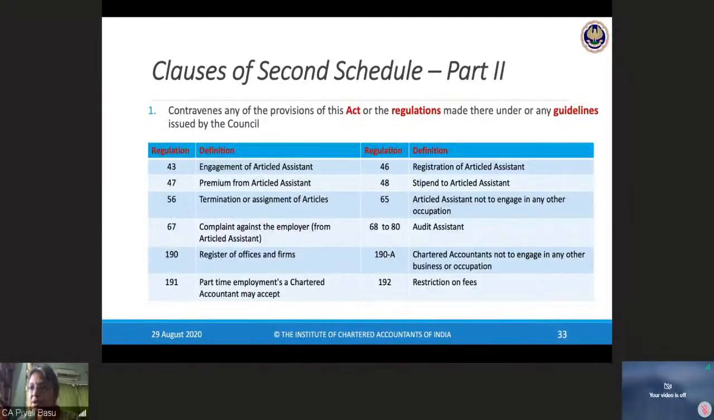Somebody is working, somebody is in service. Many a time it happens that somebody is in a service and wants to do CA also. That is not allowed. Regulation 68 to 80 talks about the article assistant. Regulation 198 talks about chartered accountants not to engage in any other business or occupation. And 192 talks about the restriction on fees. If time permits, we will go through this in somewhat more detail, but it is not actually required in detail.